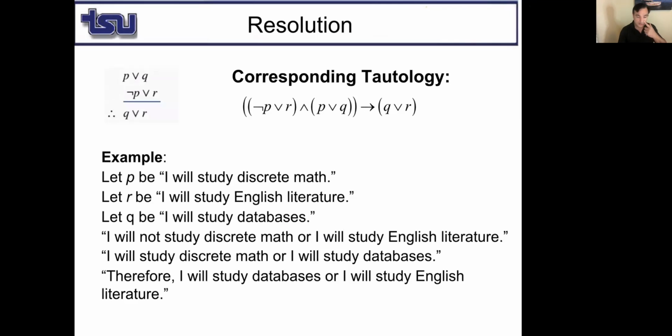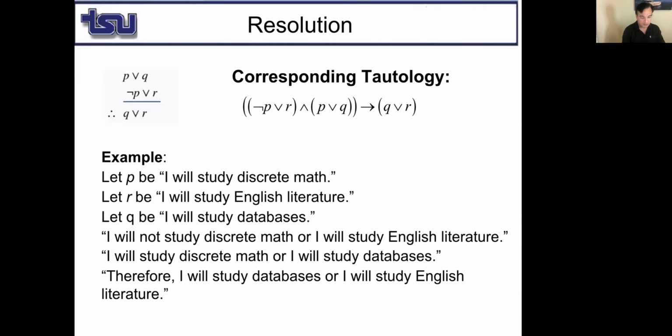Resolution, I mean, this is also pretty simple. If P or Q is true and P naught or R is true, then Q or R must be true, okay? You can prove that this is a tautology either using truth table or just regular arithmetic here. Okay, let's look at this.